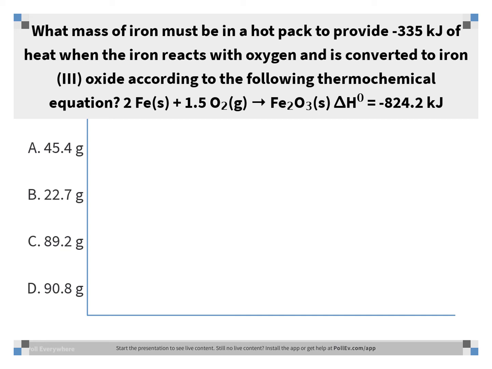You're going to take your negative 335 kilojoules as your starting value and use a conversion factor between heat and moles. Our conversion factor is that for every 2 moles of iron, negative 824.2 kilojoules of heat are produced. That would give us our number of moles of iron that would be needed. Then we can take those moles and convert them into grams using the molar mass of iron.